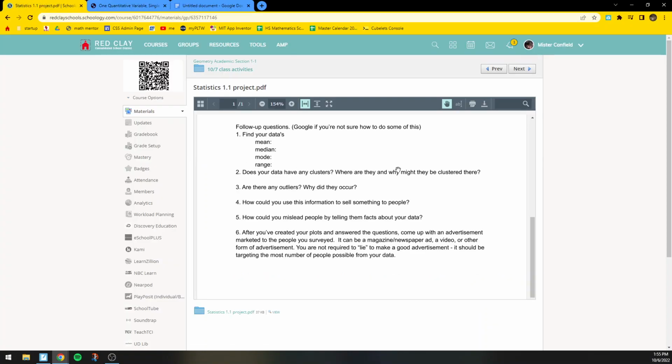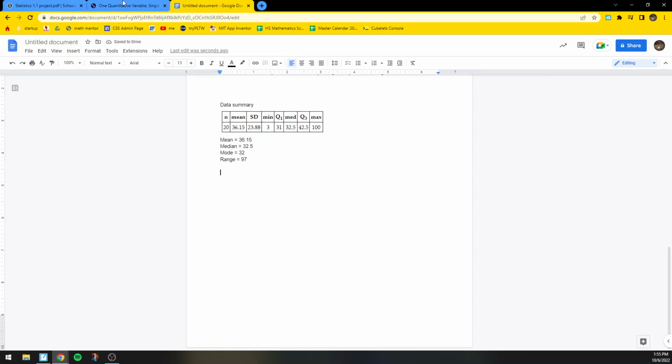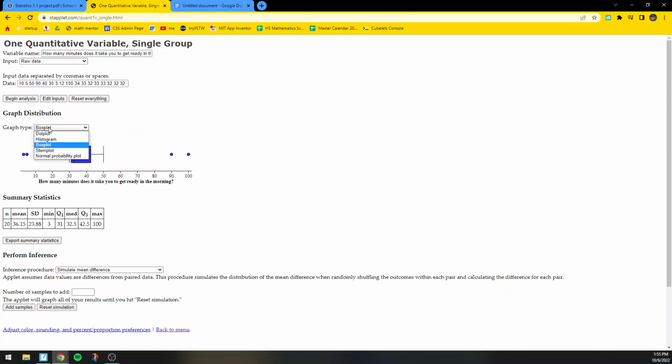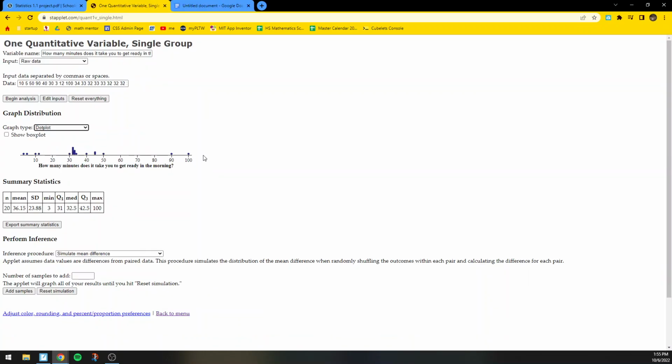Does your data have any clusters? So if I go look at my data, let me go back to my dot plot. It's really helpful here. Do I have any clusters? Looks like around here in the low 30s there's a cluster.